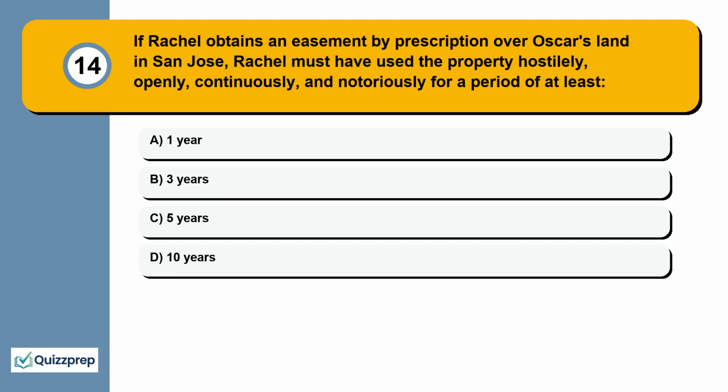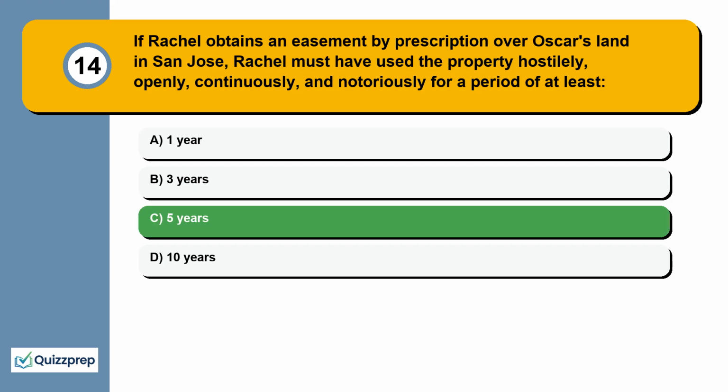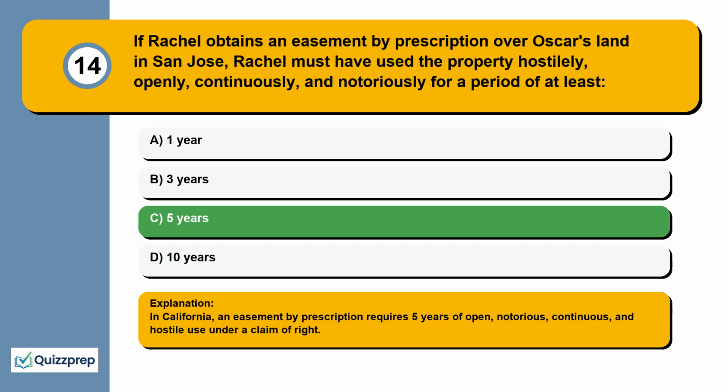Question 14. If Rachel obtains an easement by prescription over Oscar's land in San Jose, Rachel must have used the property hostilely, openly, continuously, and notoriously for a period of at least 1 year, 3 years, 5 years, 10 years. In California, an easement by prescription requires 5 years of open, notorious, continuous, and hostile use under a claim of right.